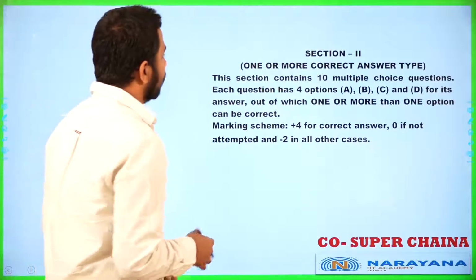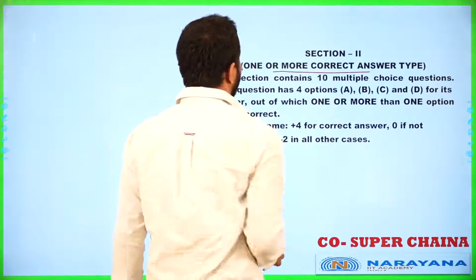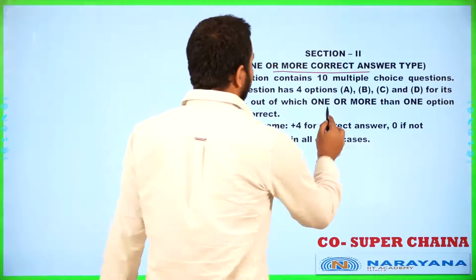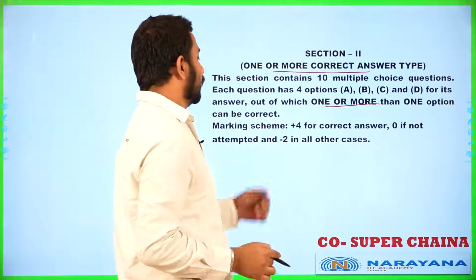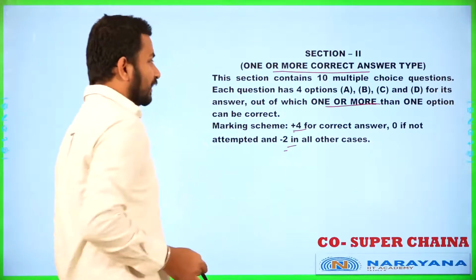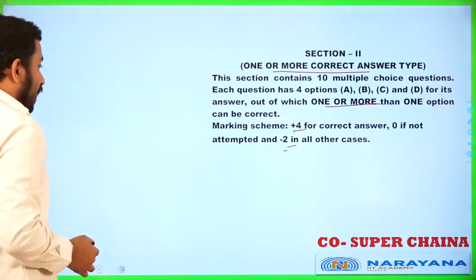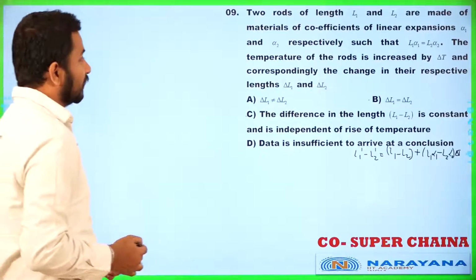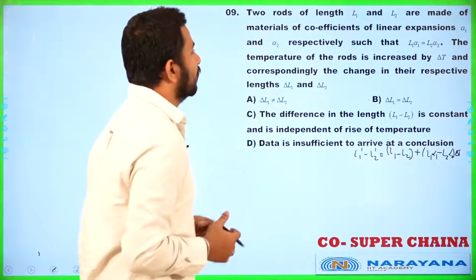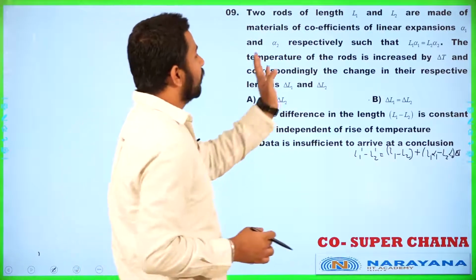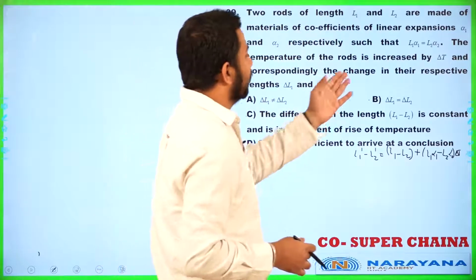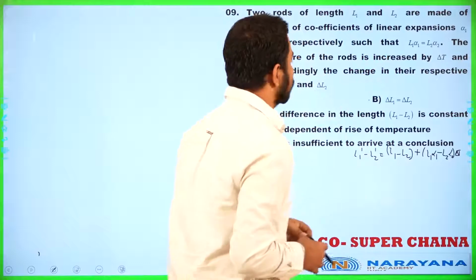So next section we have multiple choice questions. Here we have 10 multiple choice questions, student, where more than one option may be correct. Marking scheme is +4 and -2 for all other cases. So if you see the first question, we have two rods of length L1 and L2. They are made of materials with expansion coefficients alpha 1 and alpha 2, and it is given that L1 alpha 1 is equal to L2 alpha 2.